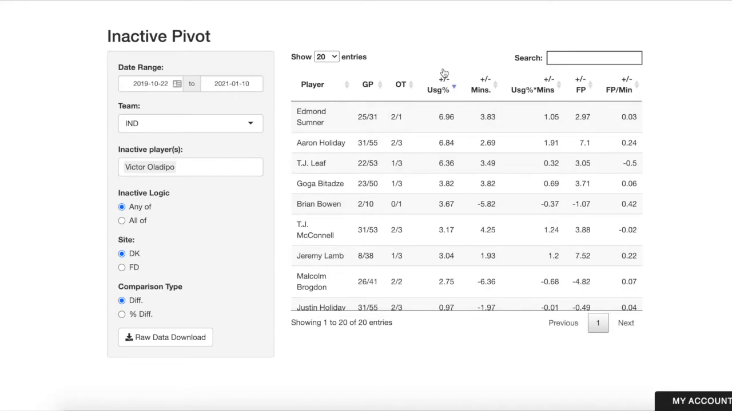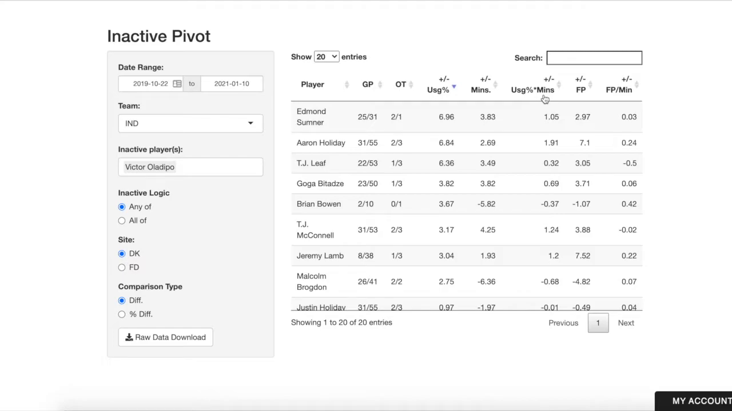And then there's just these columns. So plus minus usage percent, positive meaning the player has a higher usage percent when Oladipo's inactive, negative meaning lower. Same goes for minutes. Usage percent times minutes. So usage percent is not a percent of entire game usage, but percent of possessions in which that player was on the floor that are used.